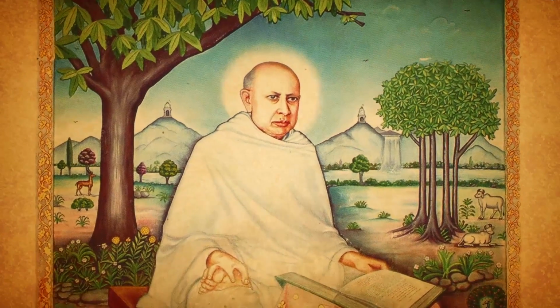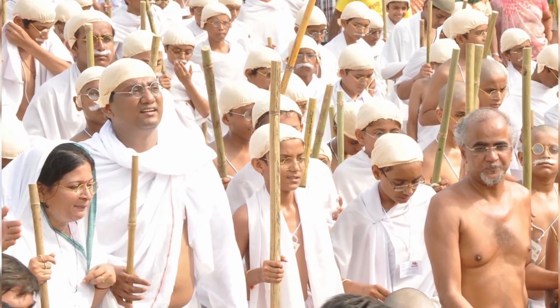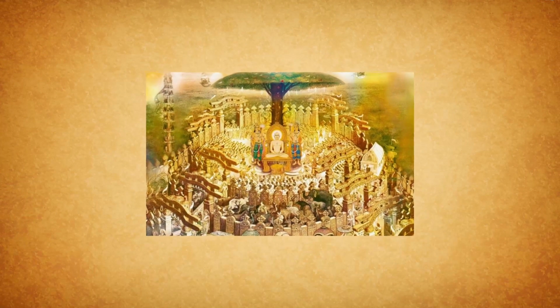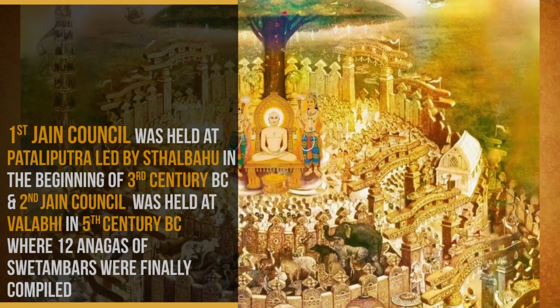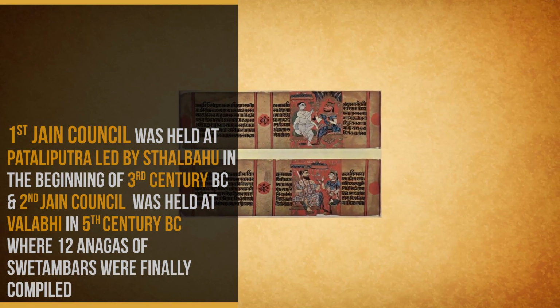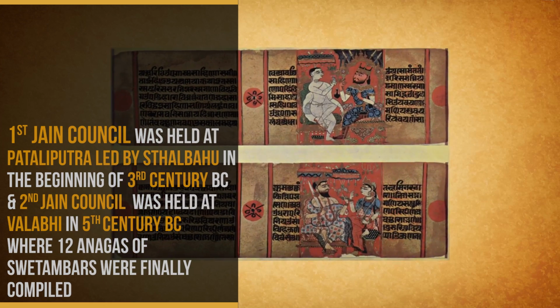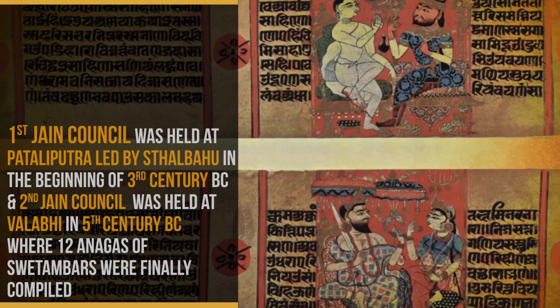Meanwhile, Sthulabhadra changed the code of conduct for the monks, which led to the division of Jainism into two sections of Shvetambar and Digambar. The first Jain council was held at Patliputra, led by Sthulabhadra, in the beginning of the 3rd century BC, and the second Jain council was held at Vallabhi in the 5th century AD, where the 12 Angas of Shvetambars were finally compiled.